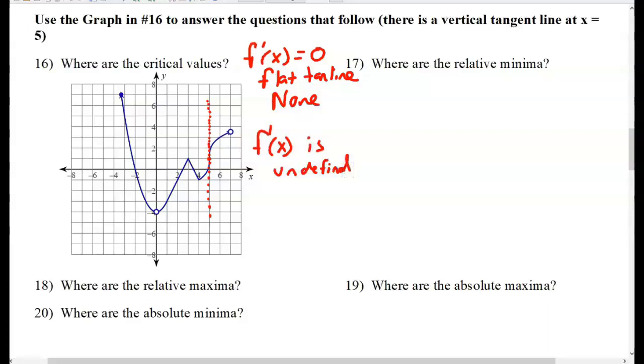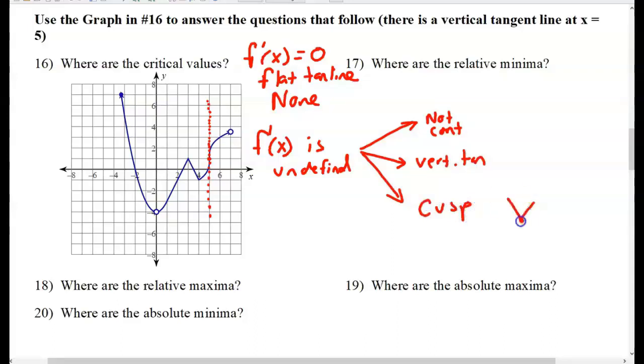Now, a function can fail to be differentiable for one of 3 reasons. It may fail to be differentiable because it's not continuous, or because there's a vertical tangent line, or because, what was the other situation? Oh yes, a cusp. Okay, so a cusp, as you guys may recall, looks like this, right? Vertical tangent line, we know what that is.